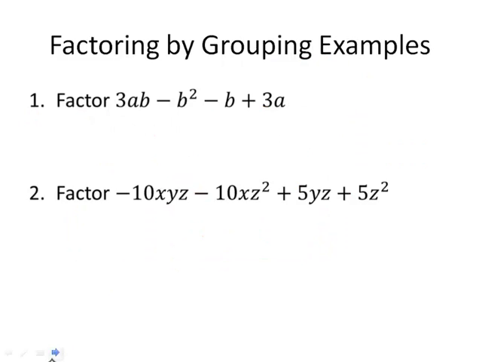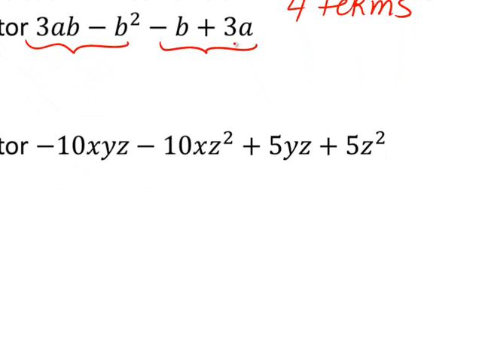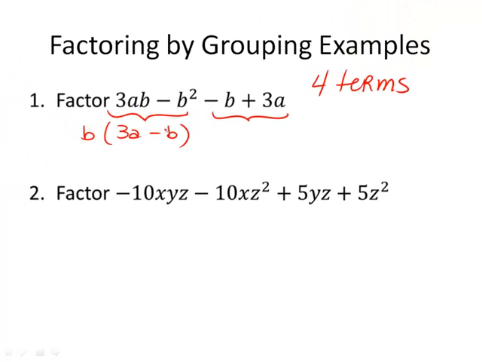Let's check out some more of these examples. So here we've got 4 terms. 4 terms means we need to take 2 at a time. So let's take the first 2. What's the greatest common factor? B. Gives us 3a minus b. Check it. B times 3a, 3ab. B times negative b is negative b squared.